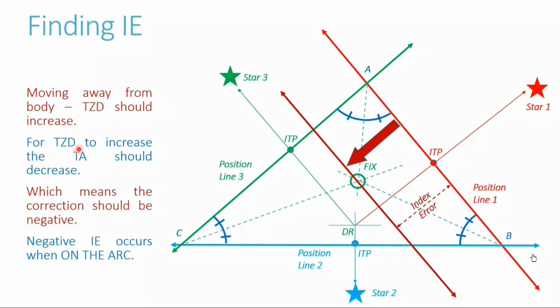And this red color PL, which was having an error, will be corrected and you will have the accurate PL, which is the maroon color PL passing from the fix. So I'm going to repeat it once. The first thing which you have to see is when you are moving from the wrong PL or the PL having error to the accurate PL or the PL passing from the fix, are you moving away from the body or towards the body? In this case, we are moving away from the body. Moving away from the body, the true zenith distance should increase, which it can do only when the true altitude reduces or decreases. The true altitude would decrease when you have a negative correction, and a negative correction occurs when the index error is on the arc.